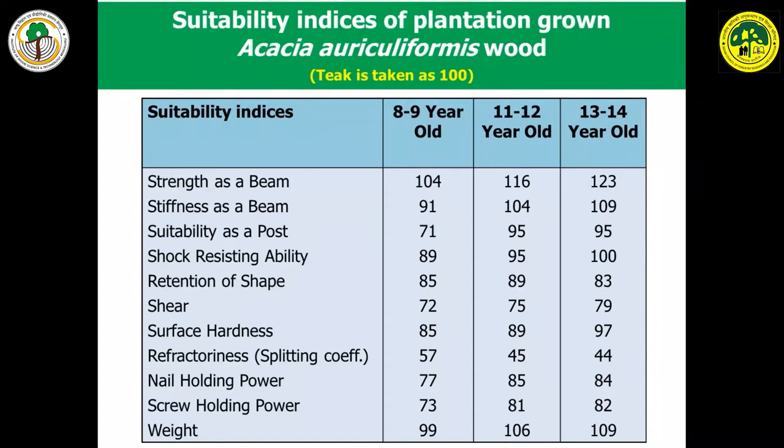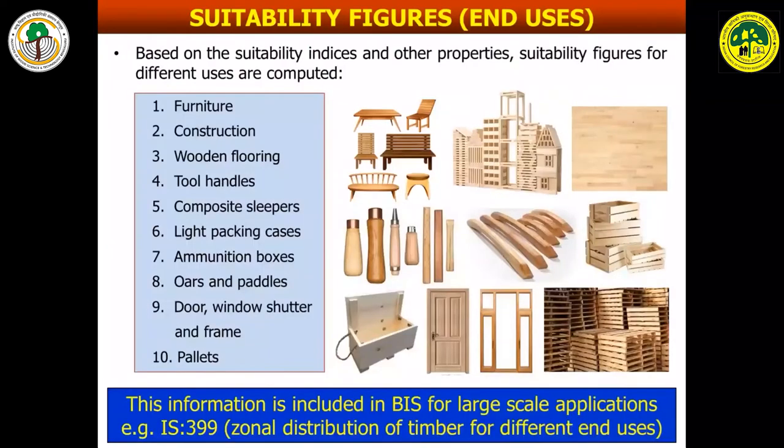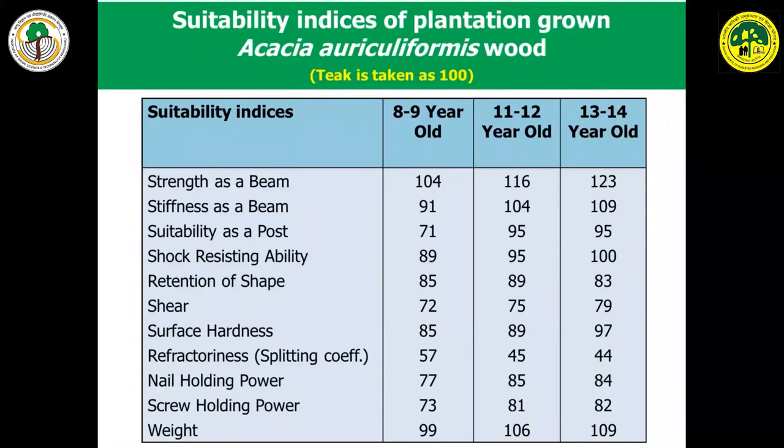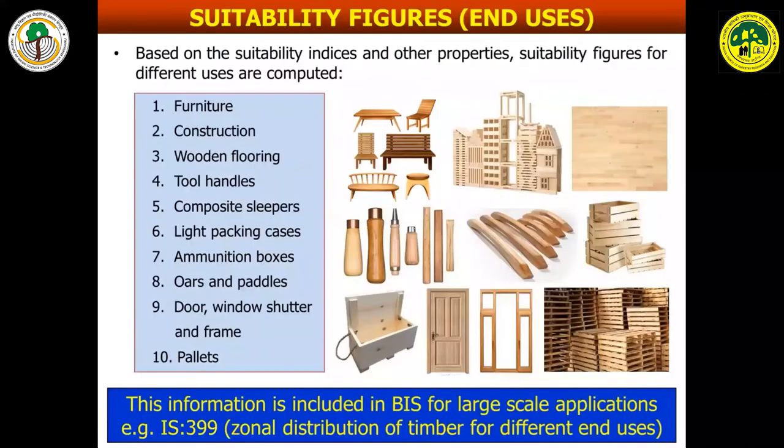Based on this comparison, we can tell that Acacia auriculiformis wood gets mechanical maturity particularly around 13 to 15 years of age, and after that there is no increase in the mechanical properties of the wood. What we will get is the increase in the biomass. So this is what is called the mechanical maturity, and that can also be used for determining the rotation age.